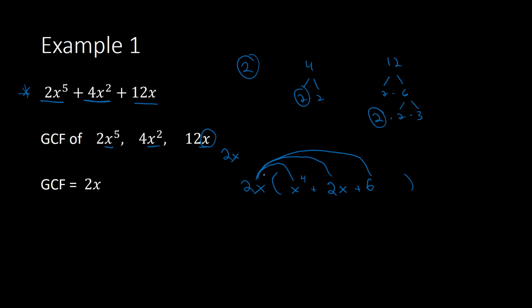And then x times what gives me x? Well, just leave it as it is. 2x times 6 would be 12x. So this would be your solution: 2x times x to the fourth plus 2x plus 6. This would be your factored form of the original expression.